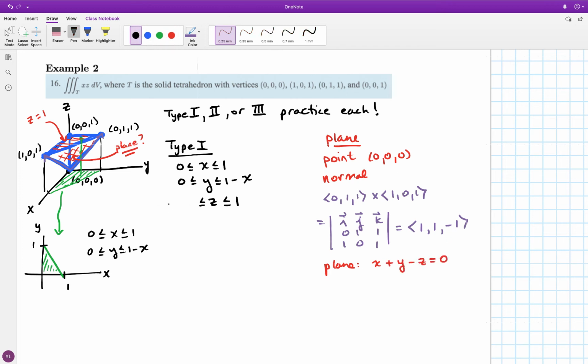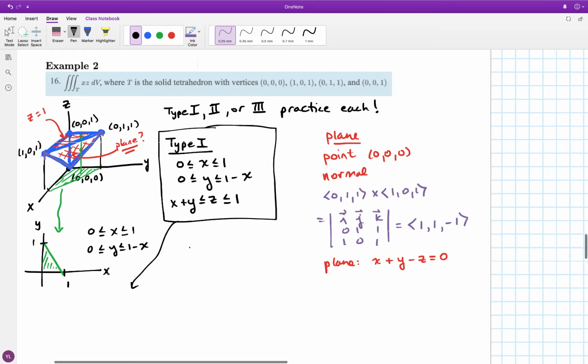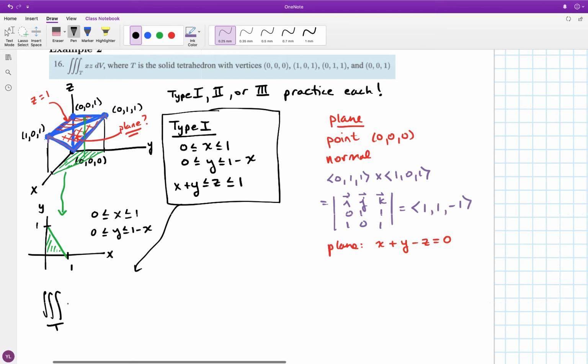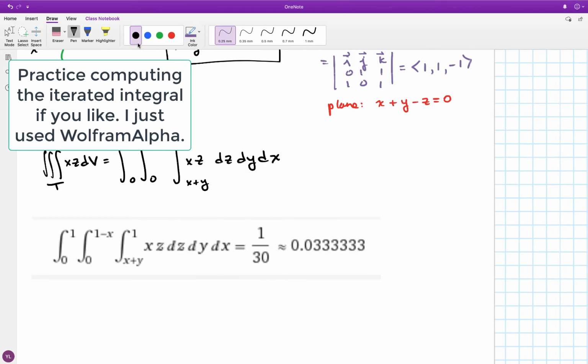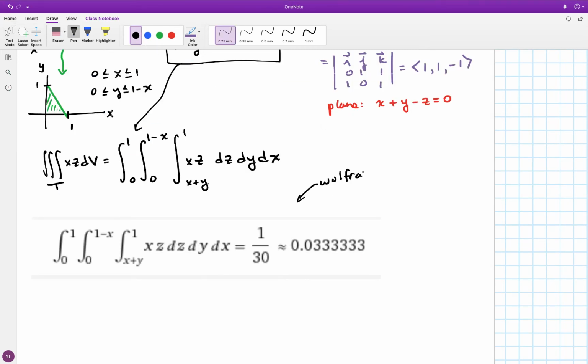So I've expressed my tetrahedron as a type 1 region. That helps me set up this iterated integral in the correct order. The integrand was given to me. It's x times z. If I wanted to, for example, get the volume of the tetrahedron, I could put a 1 in the integrand, but they have given me an integrand, and so I'm just dealing with it.